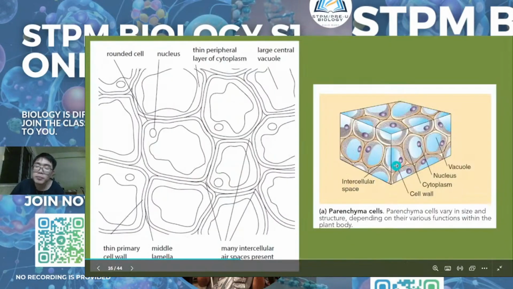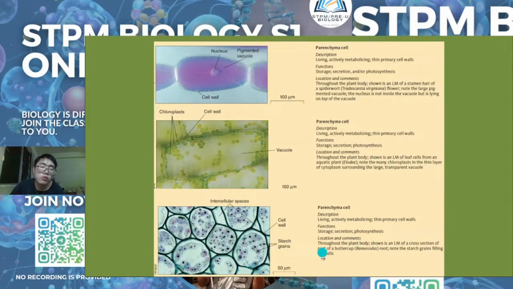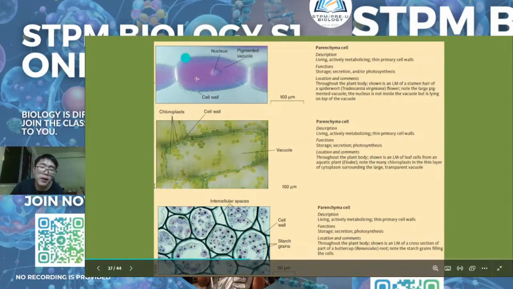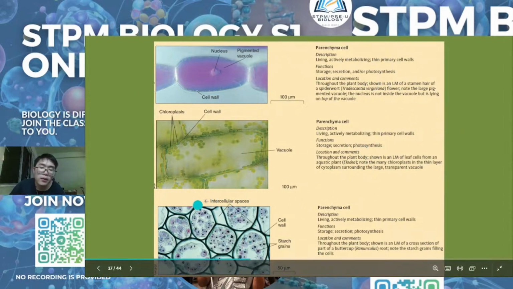Okay. So these are the structures of the parenchyma cell. Okay, so this one is also all the structure of the parenchyma cell. So this one you see here. Normally they are the same. Okay.